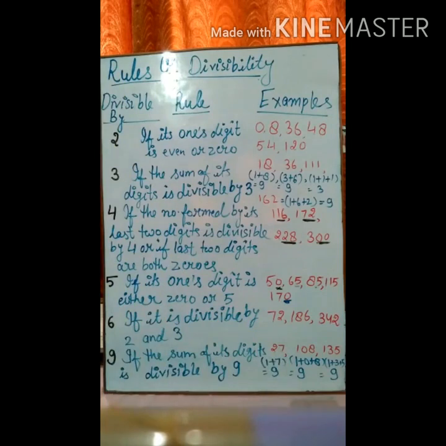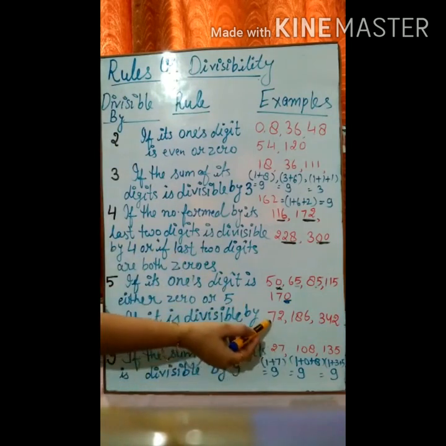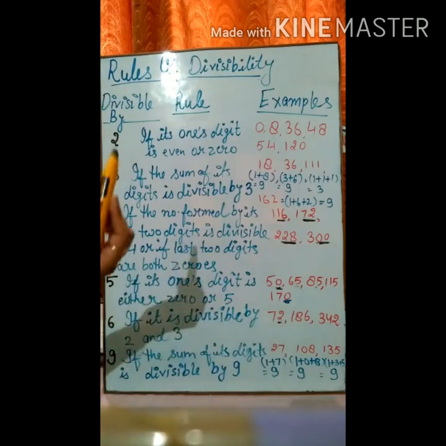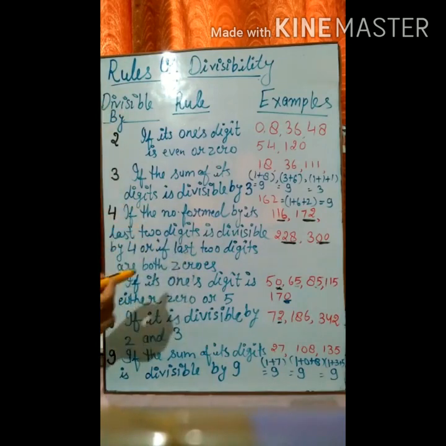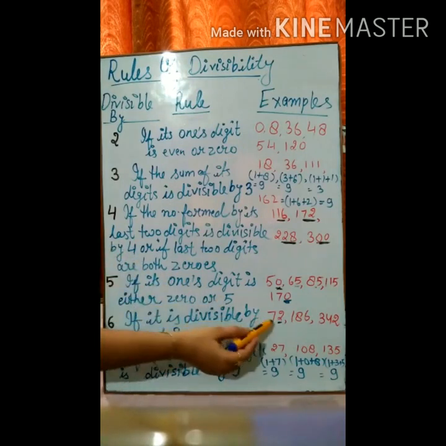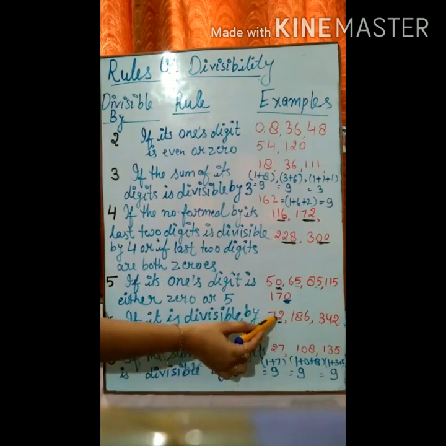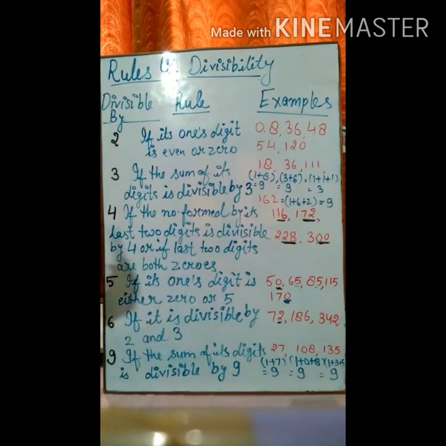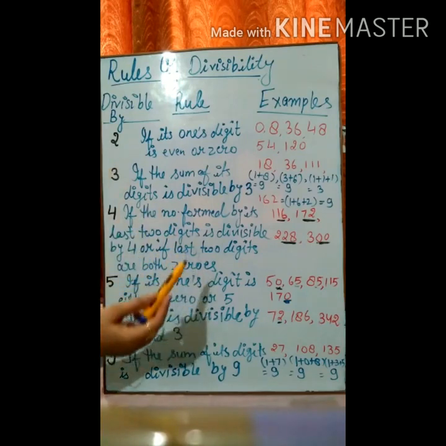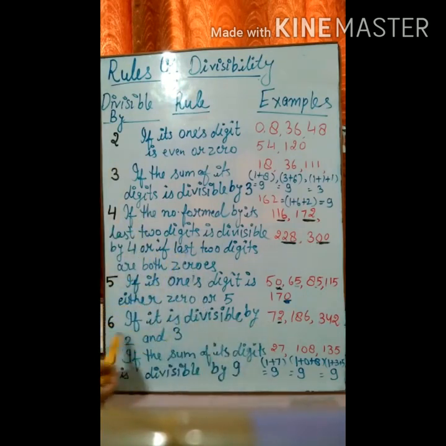72. And what is the rule for 2? If the digit at the unit place is divisible by 2. So 72 is also divisible by 2. And what is the rule for 3? If the sum of digits is divisible by 3, then the given number is also divisible by 3. 7 plus 2 is equal to 9, and 9 is divisible by 3. So 72 is also divisible by 6.